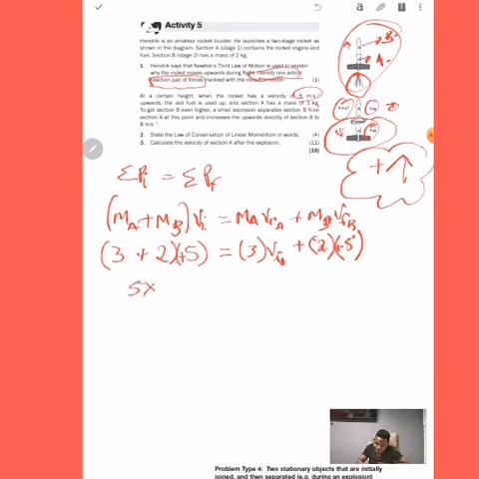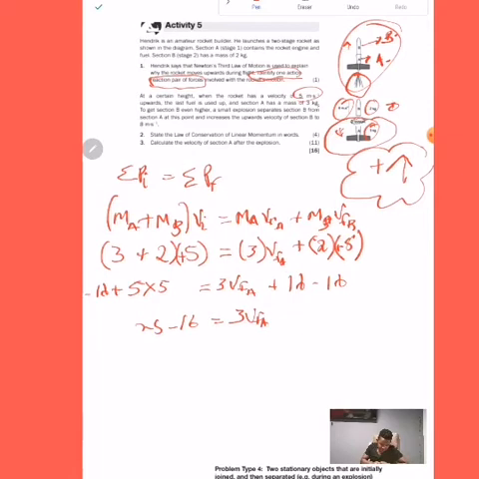So here we have 5 multiplied by 5 equals 3 VFA plus 16. 2 times 8, that's 16. So we have a 25 here, and then we will eliminate the 16 on this side, and we will eliminate the 16 on this side. So we have 25 minus 16 is equal to 3 VFA. 25 minus 16, that must be 9. So it's 9 equals 3 VFA.